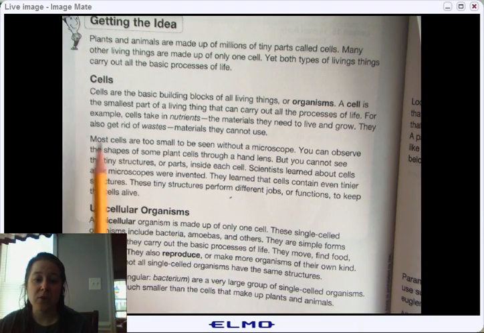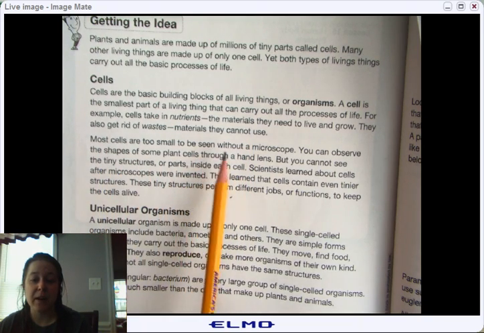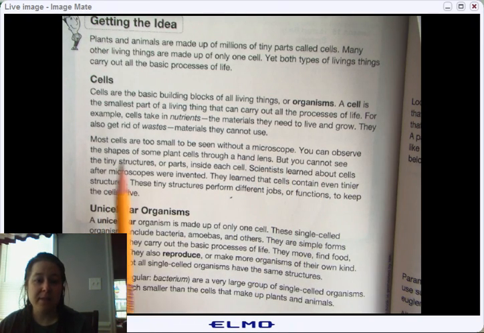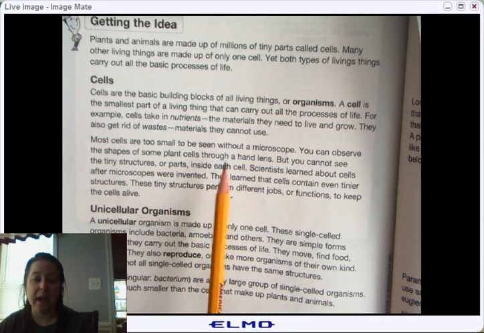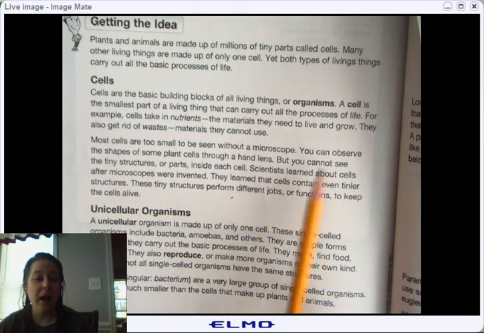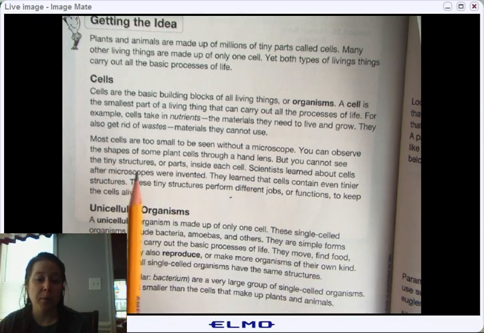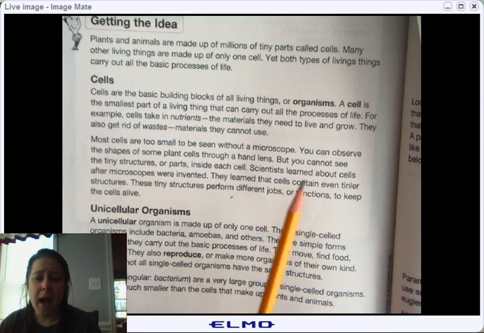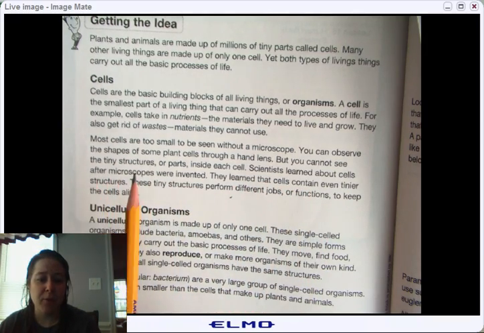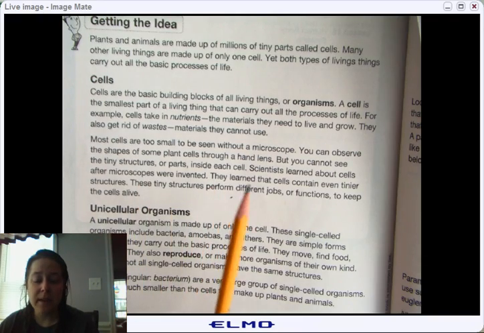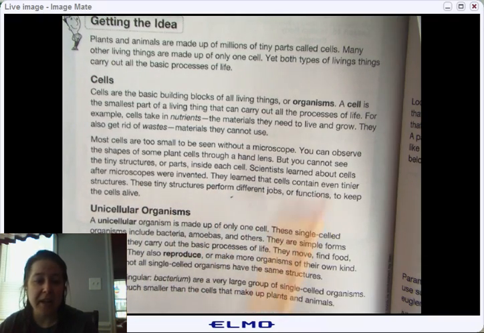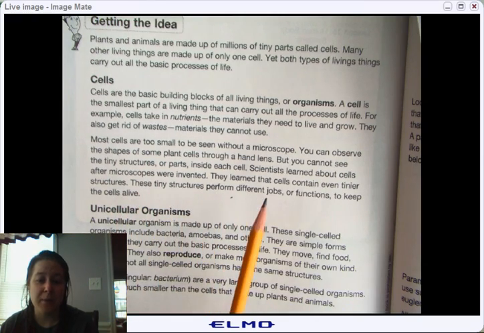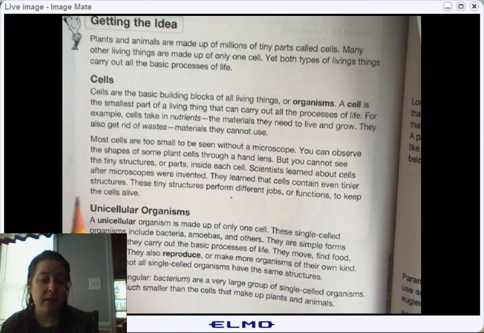Most cells are too small to be seen without a microscope. You can observe the shapes of some plant cells through a handheld lens, but you cannot see the tiny structures or parts inside each cell. Scientists learned about cells after microscopes were invented. They learned that cells contain even tinier structures. These tinier structures perform different jobs or functions to keep the cells alive.